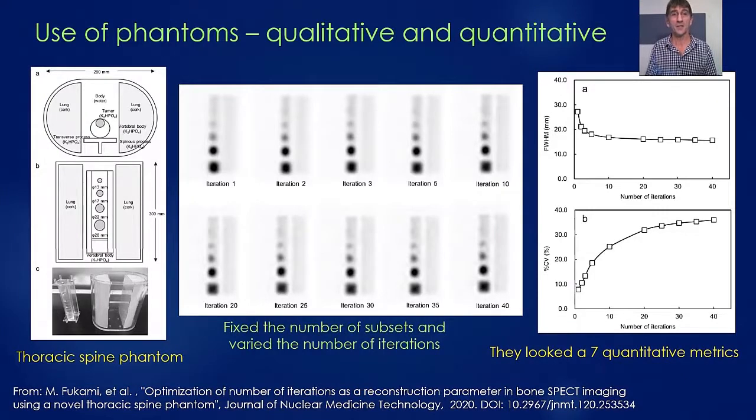Now, in terms of those phantoms, this is an example of one we published, or about to be coming out in final print recently, for a thoracic spine phantom, where they fixed the number of subsets in their reconstruction and looked across the number of iterations, trying to find the optimal number of iterations for bone SPECT imaging. And they looked at 7 quantitative metrics for that and made a decision based on that a certain number of iterations were appropriate for their procedure.